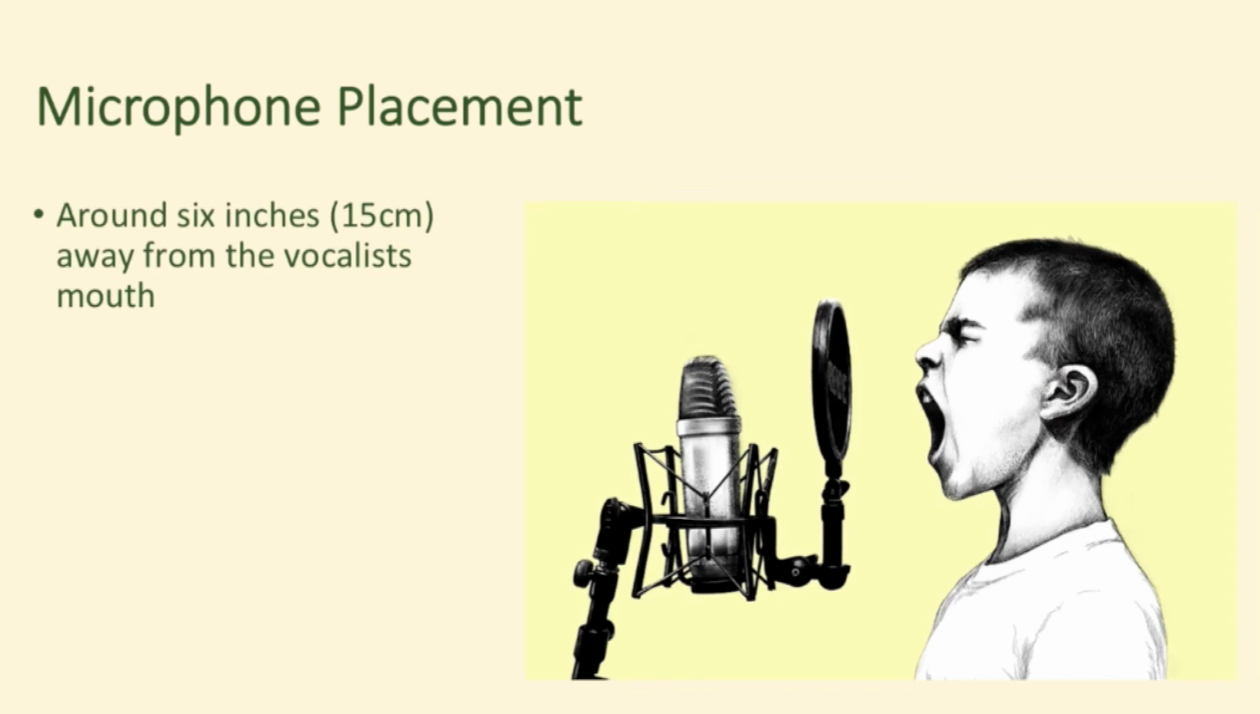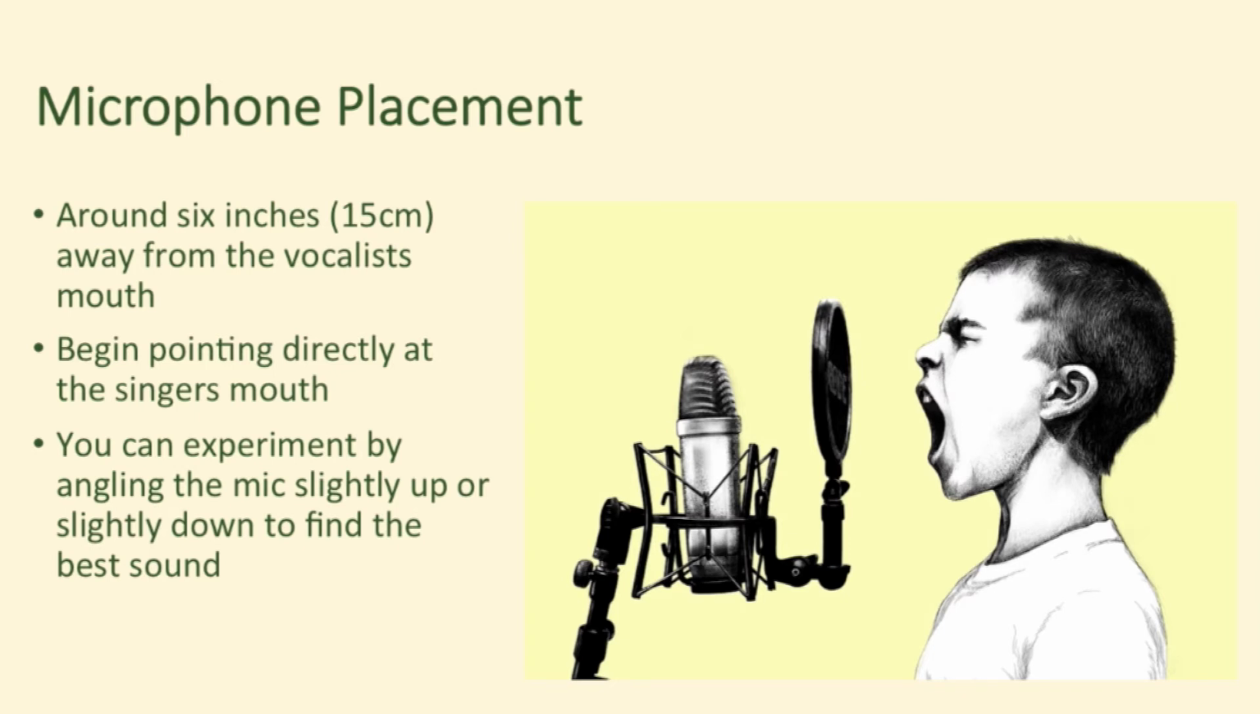When recording vocals, place the microphone around 6 inches away from the vocalist's mouth. That's about 15 centimetres. Begin with the mic pointing directly at the singer's mouth. You can experiment by angling the mic slightly up or slightly down to find the best sound.